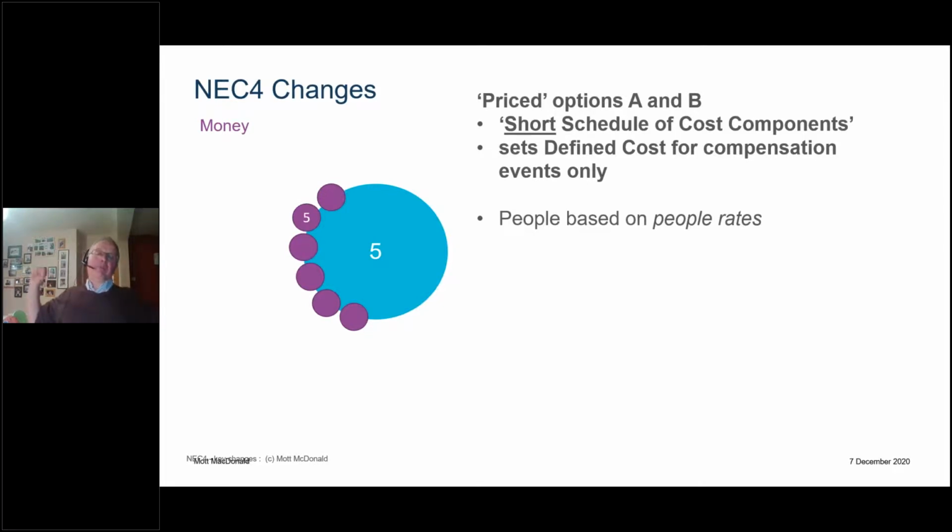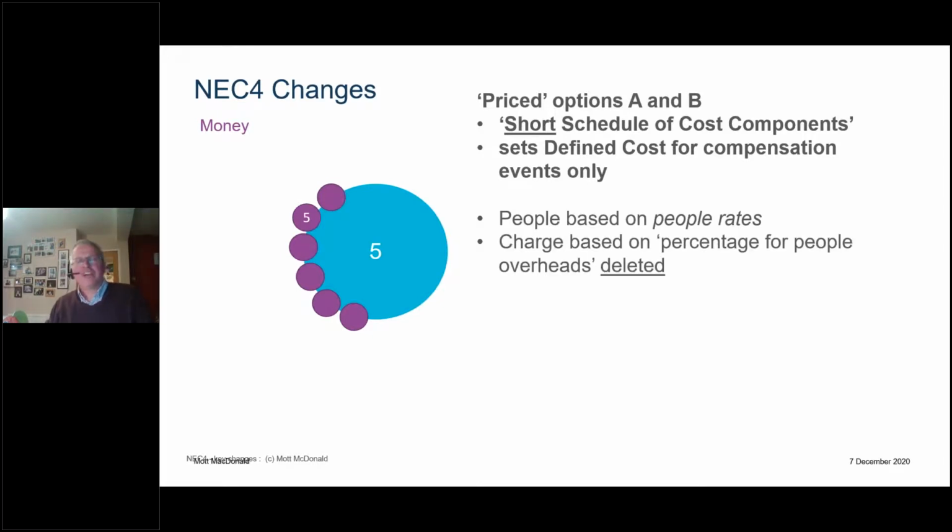Those of you that remember NEC3, I hope you're not still having to use it. If you've got a lump sum job under NEC3, the crazy NEC3 required you to go and find out the actual cost being paid to those people on site. Crazy for a lump sum contract. So now, simpler, we've just got people rates. We used to have, on top of the amount for people, there was also a percentage for people overheads.